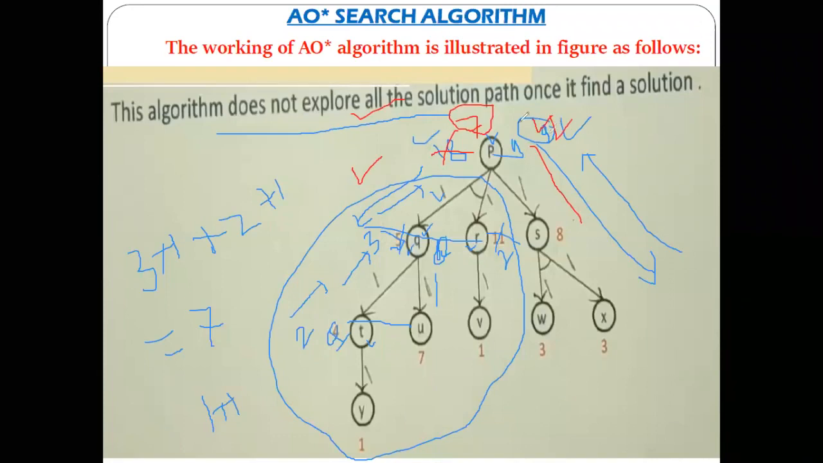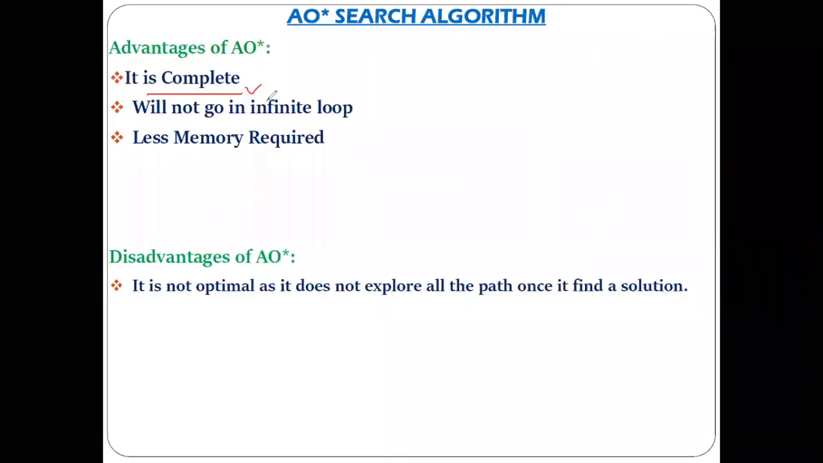Which one is the better solution out of 9 or 7? 7. But AO star has given us the solution 9. Is it the best? No, the best is 7. And that becomes the disadvantage of AO star. Is it complete or not? Even if it gives at least one solution, it is complete. That's why we have listed it as an advantage.